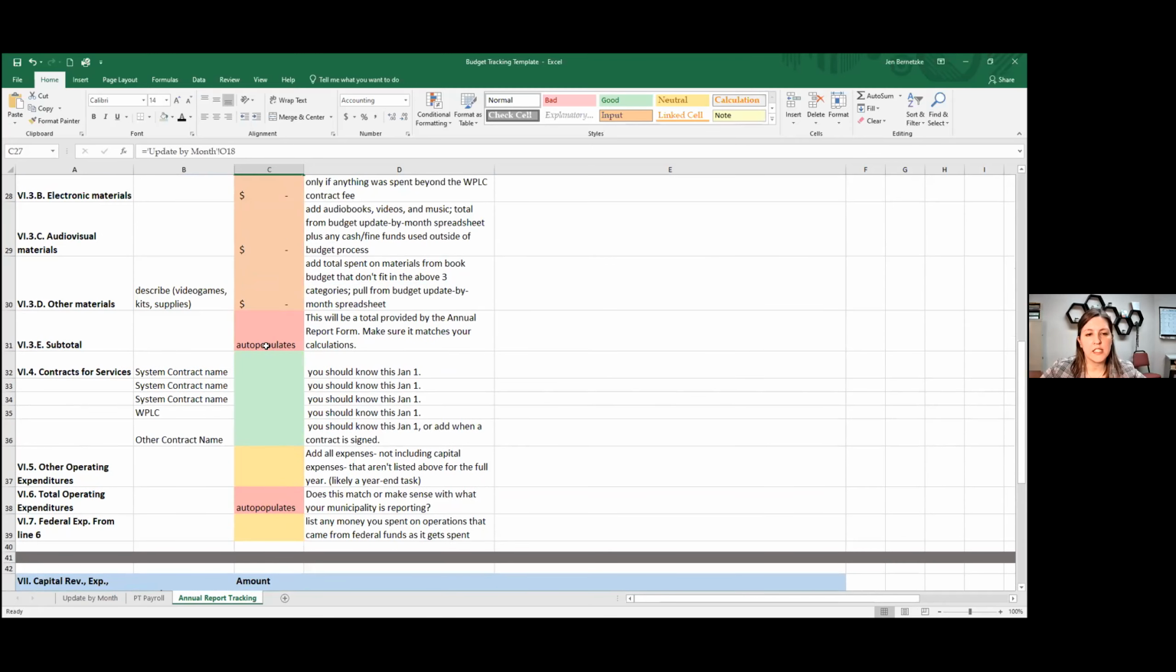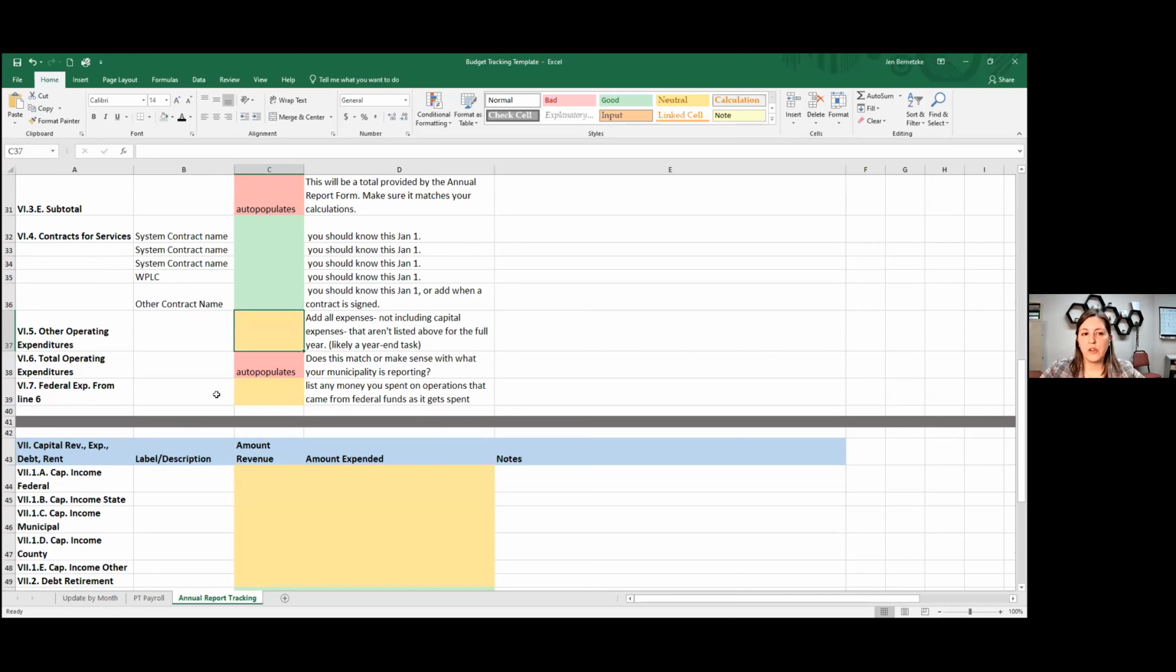Moving down that one, obviously a subtotal will auto-populate. But your system contracts, you should know those January 1st. So put them in January 1st, put them in your spreadsheet so that you don't have to go looking for them later. If you have any other contracts, for example, in my situation, we had a contract with the Potosi Village so that we could provide library services there. And I knew what that contract dollar amount was, so I put it in right away. And then other operating expenditures, if you have anything throughout the year, you can either choose to fill this one out as you go, or you could do it at the end of the year because you'll have everything on your spreadsheet.